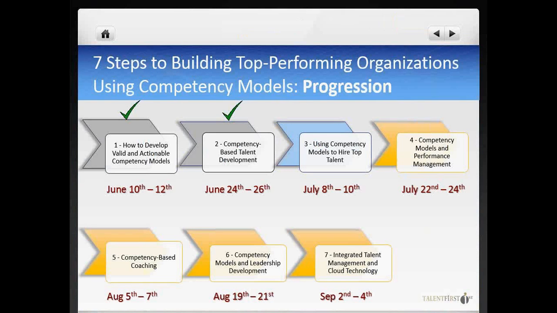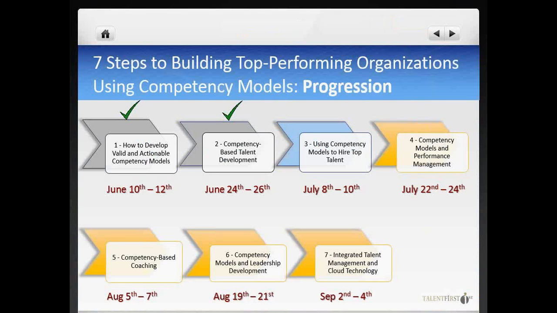But before we begin with today's session, I would like to remind you that this webinar is part of a larger series called 7 Steps to Building Top-Performing Organizations Using Competency Models. We designed this program with the purpose of sharing part of our experience and best practices on creating integrated talent management processes that are based on competency models.